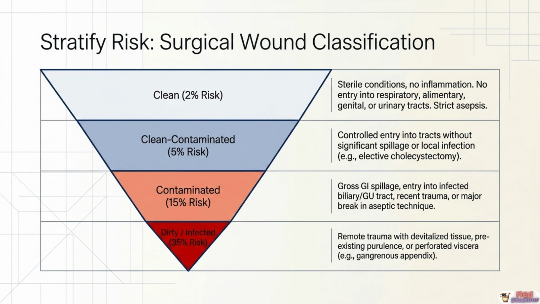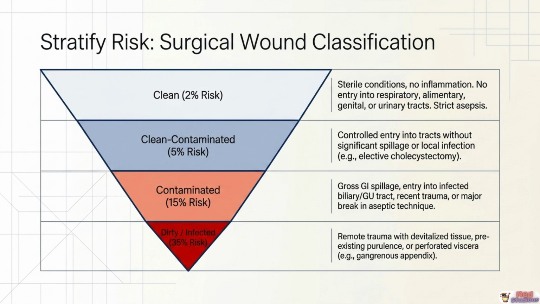Class 3, contaminated, carries a 15% infection risk. This includes gross gastrointestinal spillage, entry into an infected biliary or genitourinary tract, recent traumatic wounds, or a major breach of sterile technique during surgery.